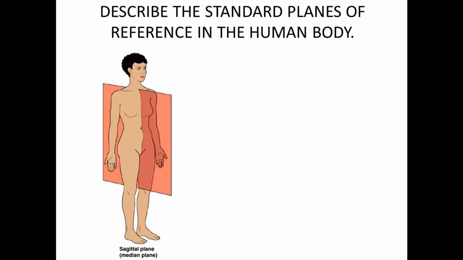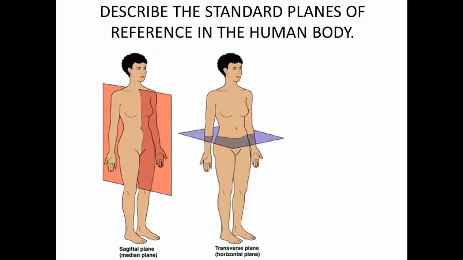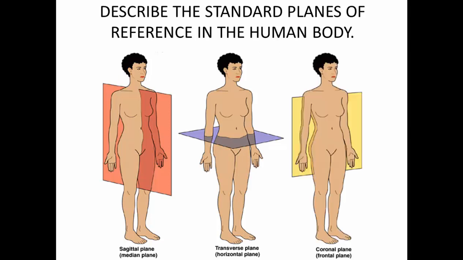Another important aspect that we can use as a reference frame are the planes that are used in reference to the human body. The sagittal plane is a plane that runs down the middle of the body and more or less splits it into left and right half. A transverse plane is a plane that cuts across the body. And the coronal or frontal plane is a plane that divides the front and the back of the body, running down the side.